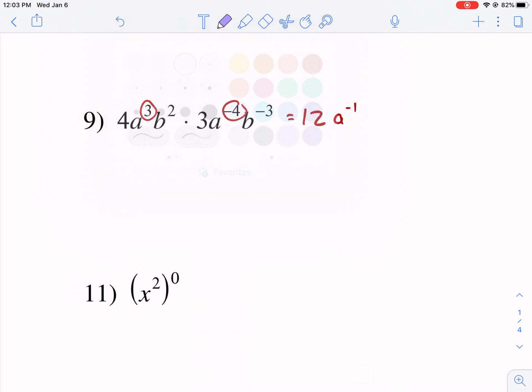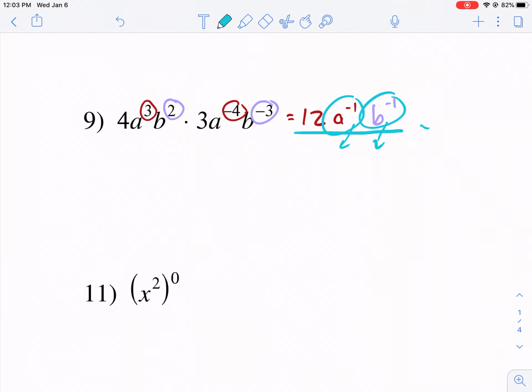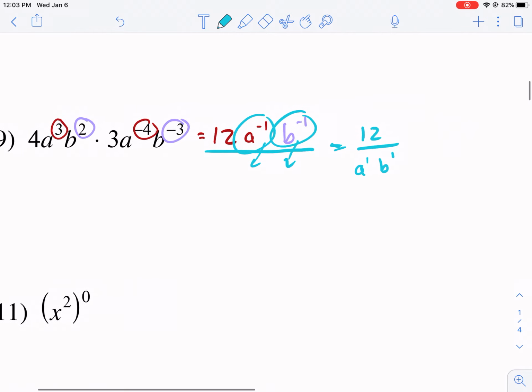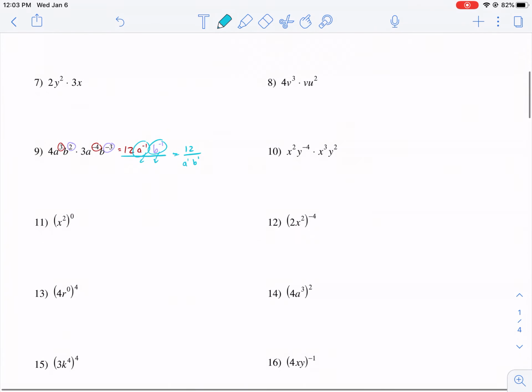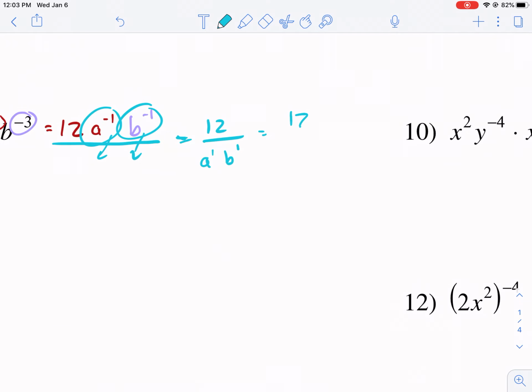Let me change the color. 2 plus the negative 3. That's b to the negative 1. Okay. I like making the line. And I'm going to move this guy down, and I move this guy down. The 12 stays up. So 12 stays on top, but we move the a down, a to the first power, b to the first power. Because remember, we have to write in only positive exponents. So we get 12 over AB, and that's our final answer.